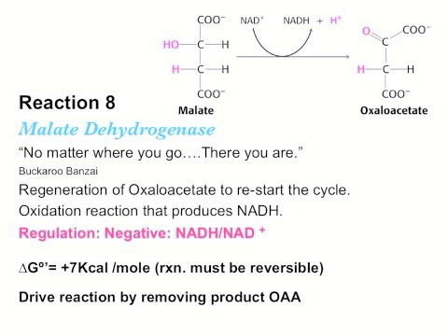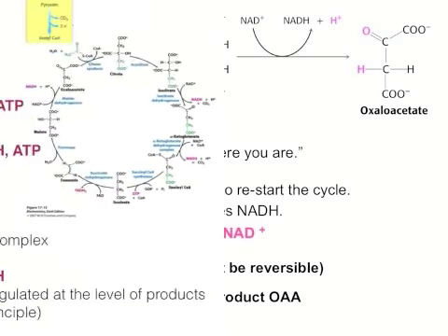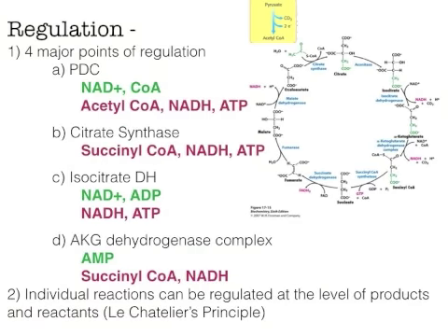But when there's a lot of oxaloacetate around, this indicates that the TCA cycle for some reason has slowed down. And so it's a good idea to reverse direction and make malate to shuttle it out of the mitochondrion to make glucose. The 4 major points of regulation of the TCA cycle are shown here.